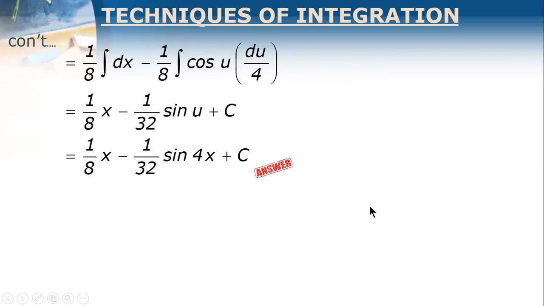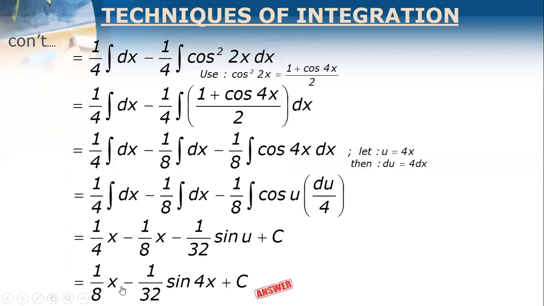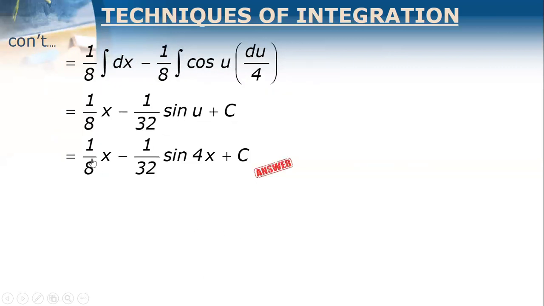You have this. So if you check our previous solution, this one: 1 over 8x minus 1 over 32 sine 4x plus c. While in the alternate solution, same: 1 over 8x minus 1 over 32 sine 4x plus c.